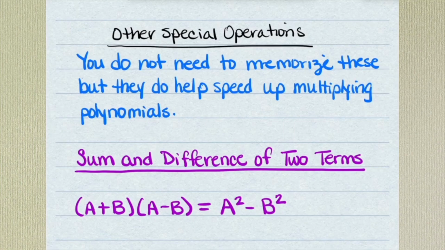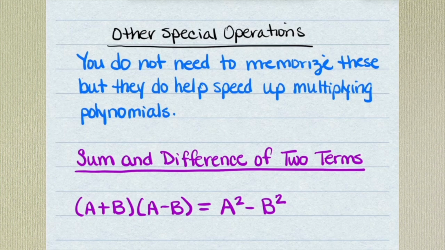These special products will help you when you're doing multiplication. You do not need to memorize these, because the distributive property will always work, but they will save you a lot of time. Just like the FOIL method, if you don't have it memorized, use the distributive property until you do.